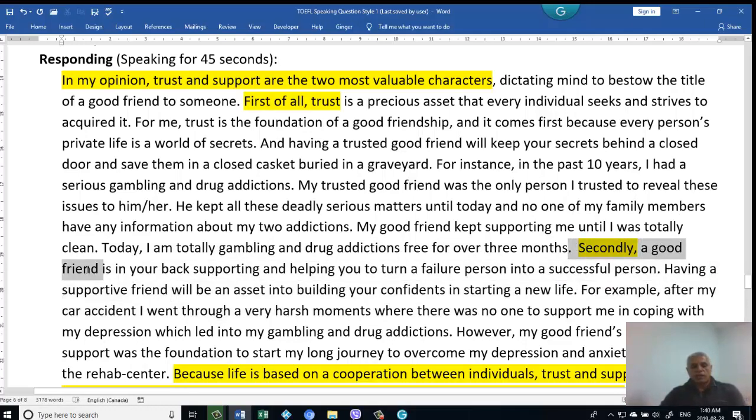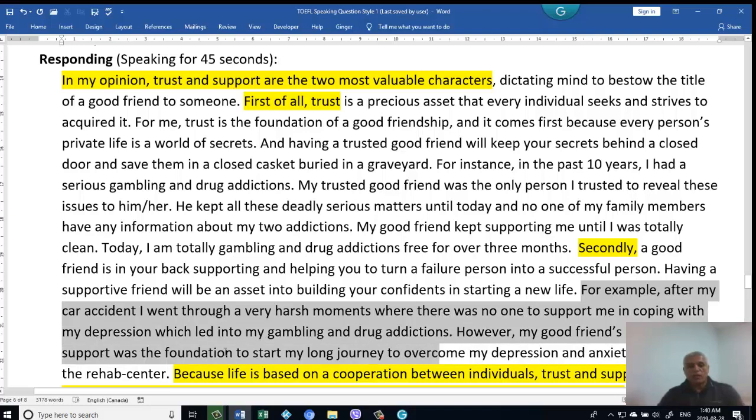Secondly, a good friend is at your back, supporting and helping you turn a failure into a successful person. Having a supportive friend will be an asset in building your confidence in starting a new life. For example, after my car accident, I went through very harsh moments where there was no one to support me in coping with my depression, which led to my gambling and drug addictions.